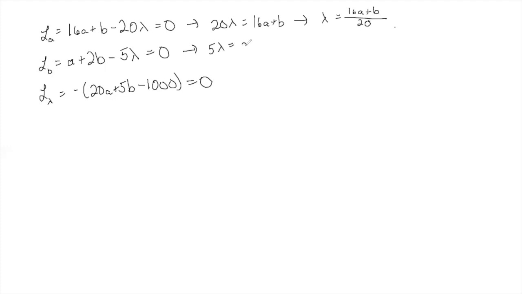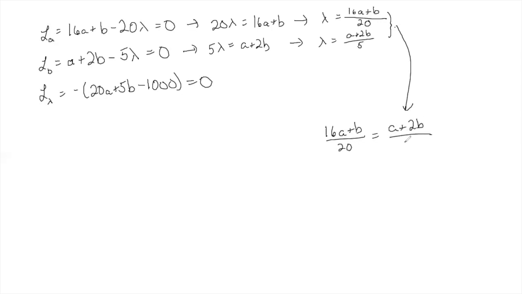Over here we get 5 lambda equals a plus 2b. So solving for lambda, I get a plus 2b over 5. Okay, so let's bring those together. I get 16a plus b over 20 equals a plus 2b over 5. Our numbers are going to get a little big here, but not terrible. So that's going to be 80 there, right? Because 5 times 8 is 40, and 40 times 2 gives us 80a plus 5b equals 20a plus 40b. Subtraction gives me 60a equals 35b.